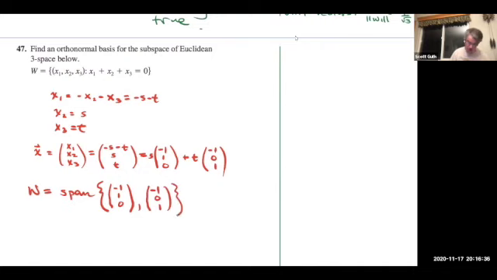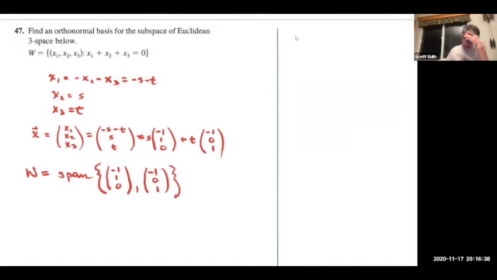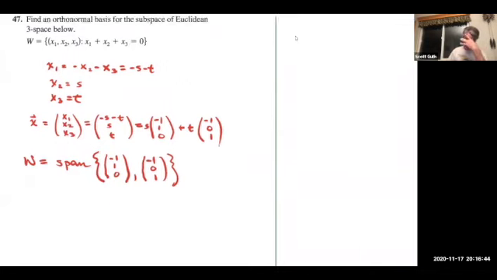Like that. But those are not orthogonal. You can check it real quick. When you dot them, you get 1. So we need to use Gram-Schmidt.